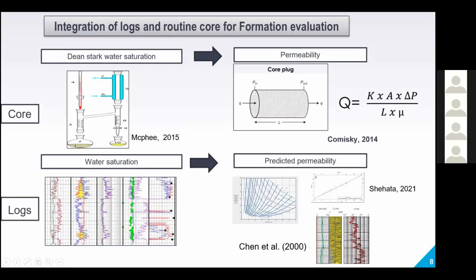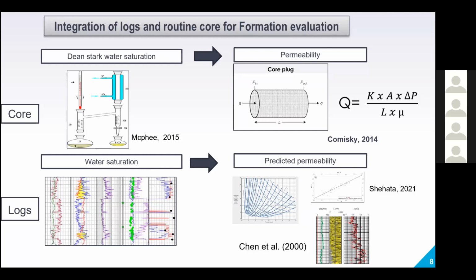Moving next to Dean-Stark water saturation. What is Dean-Stark? Dean-Stark is the best method to acquire water saturation in core only in one case, if you have an oil-based mud and your reservoir is at the irreducible water zone. When you have that, you should do Dean-Stark.